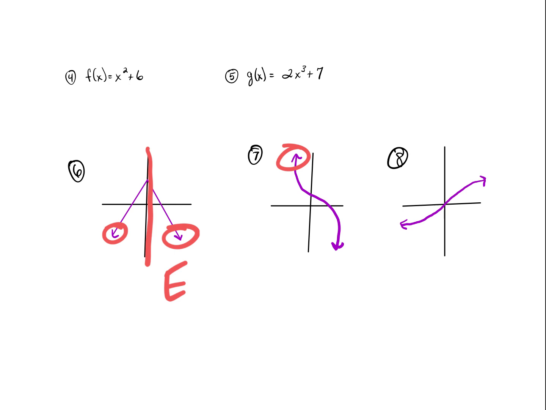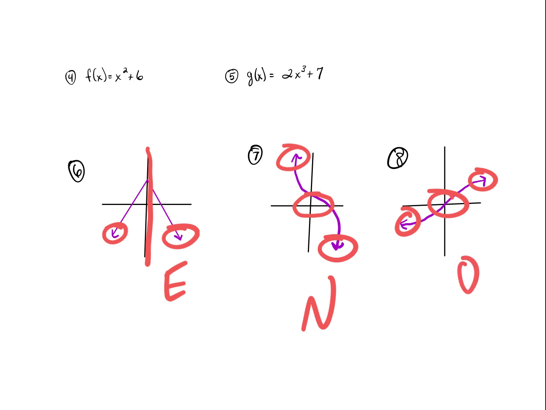Directions of these arrows, same or opposite? Opposite. So what are my two options? Odd or neither. So what has to happen in order for this to be an odd function? Origin. Did it go through the origin? No. So this is neither. Direction of the arrows. Opposite. Does it go through the origin? Yeah. So this is an odd function. Good.